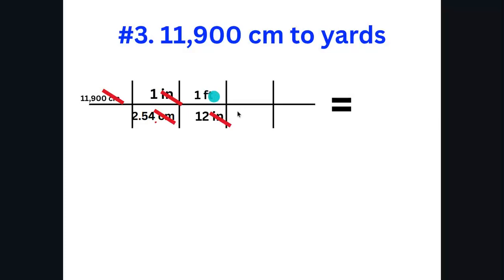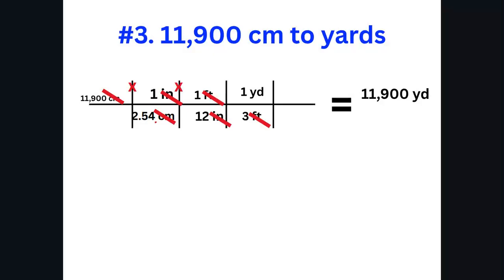Now I know that I've got to bring feet down here. Do I have a conversion that brings me from feet to yards? I do. 3 feet is equivalent to 1 yard. Now my feet units cancel out. I'm to the unit I'm trying to convert to. Now I multiply everything across the top. 11,900 times 1 times 1 gives me 11,900 yards.